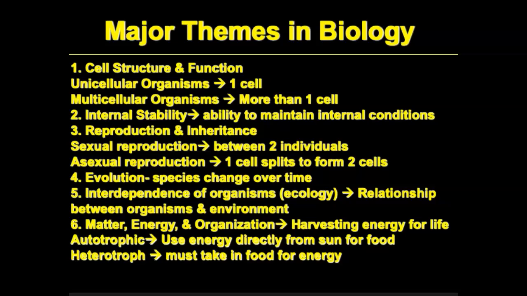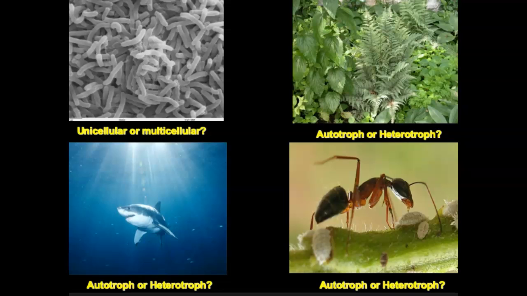We'll talk about how species evolve over the course of the year. We'll talk a little bit about relationships between species, and then we'll also talk about how species get their energy. Autotrophs are photosynthesizers. Heterotrophs are things like you and me that get their glucose from other organisms. So you can see in the top left, there's some unicellular bacteria. In the top right, there's an autotrophic plant. The bottom right, I could see an ant there. That would be a heterotroph. And then the bottom left, there's a shark there that is clearly a heterotroph.